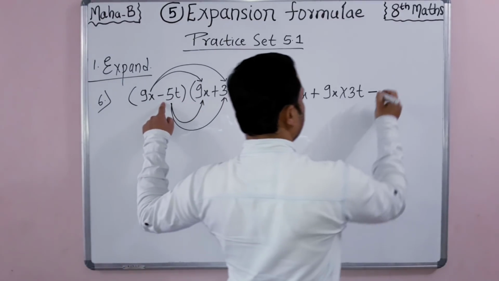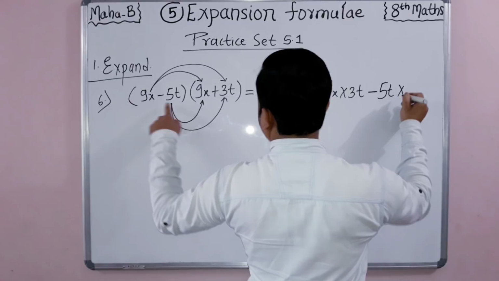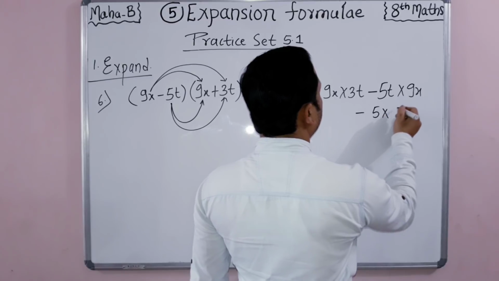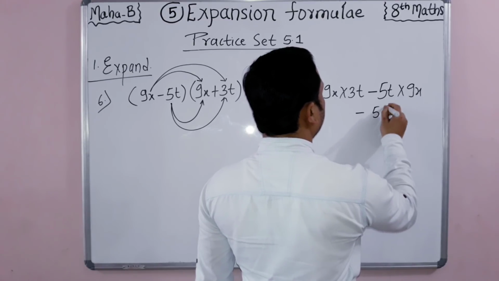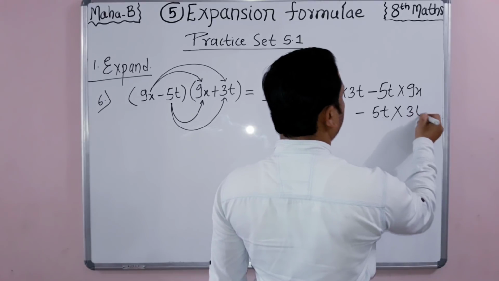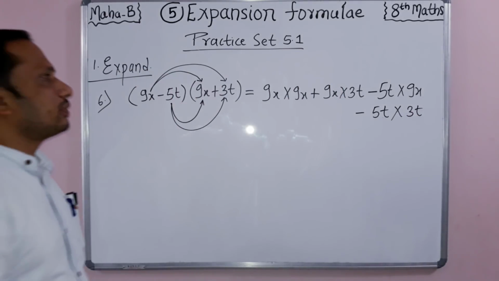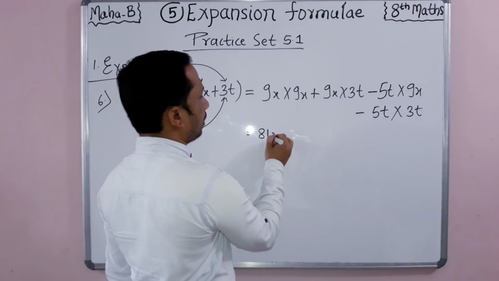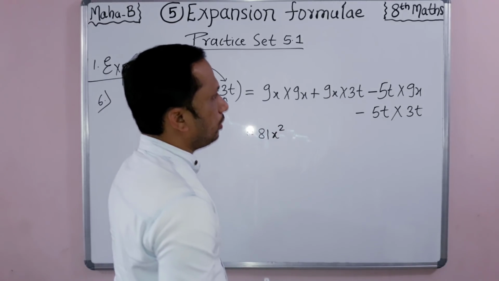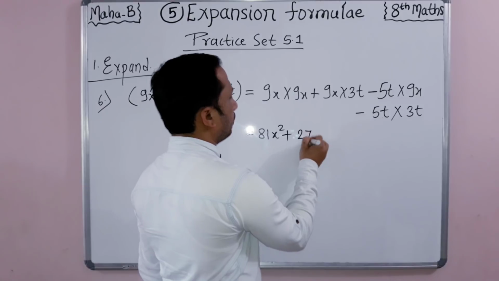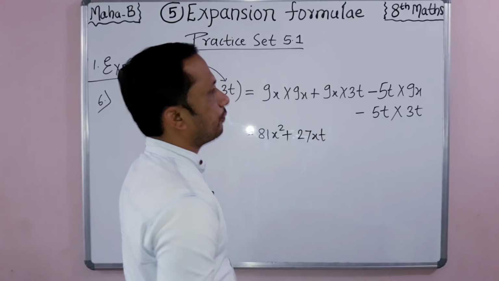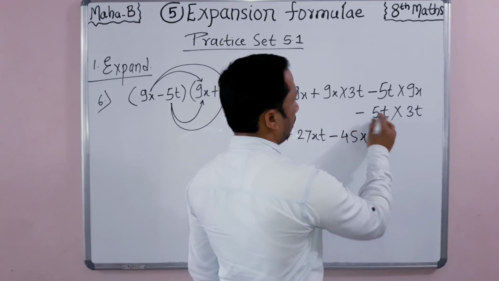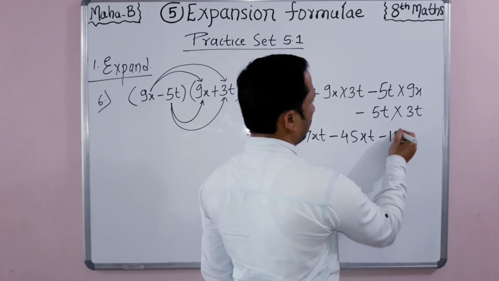First of all, write the given expression in this form. Then 9 into 9 is 81 x square, then 9 into 3 is 27xt. And then 5 into 9 is 45xt, and then 5 into 3 is 15, with t into t as t square.